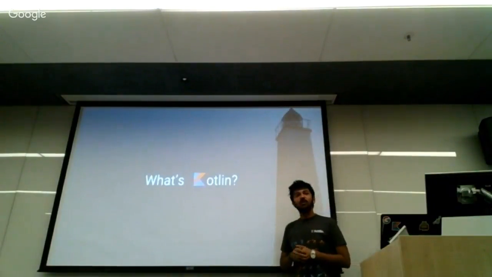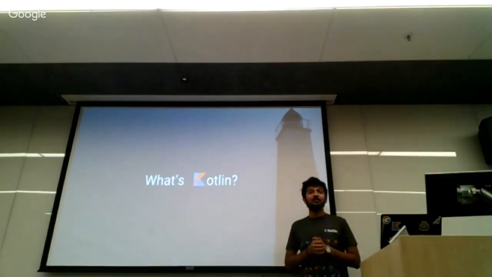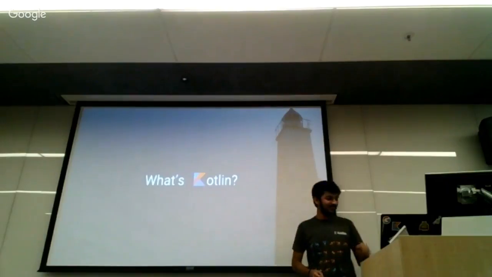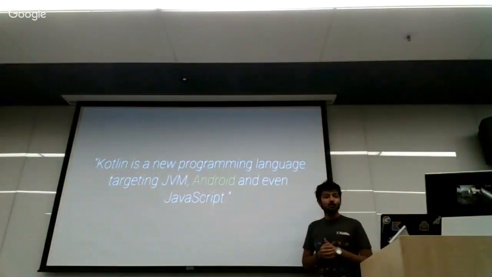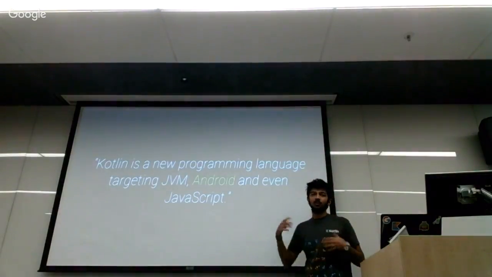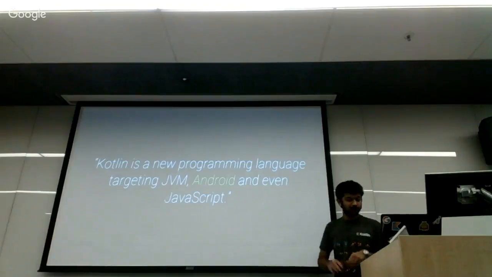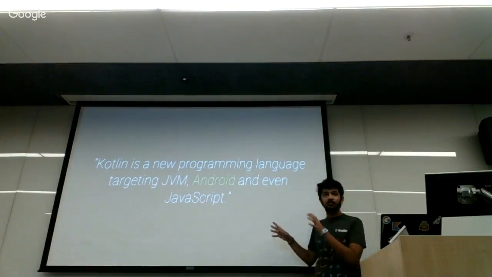So let's look at what Kotlin is. Kotlin is a new programming language targeting JVM, Android, and even JavaScript, and it is also going to support iOS in the future. So let's break it down to understand what it means exactly.